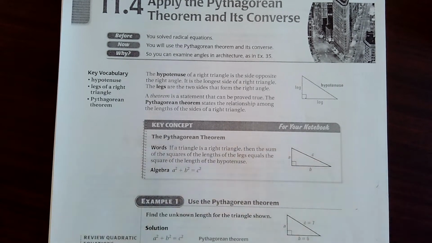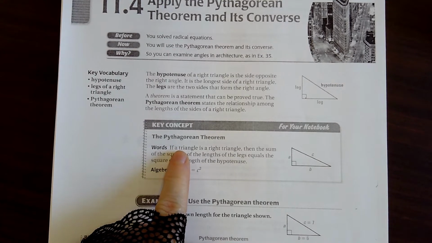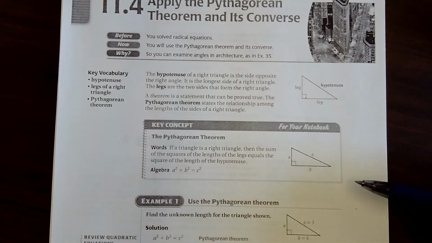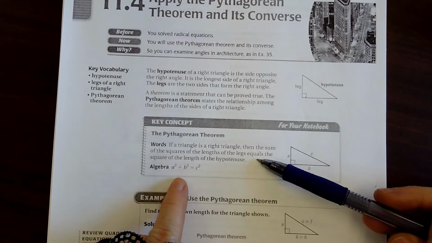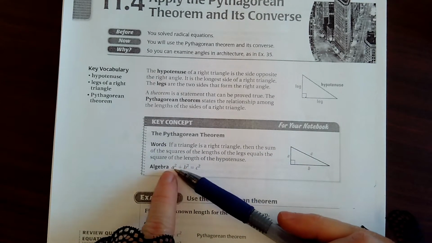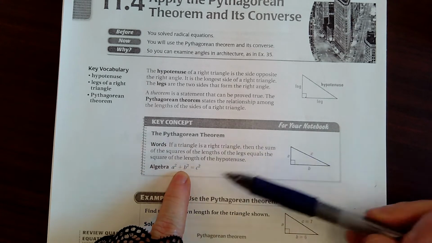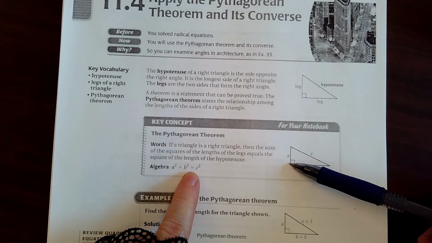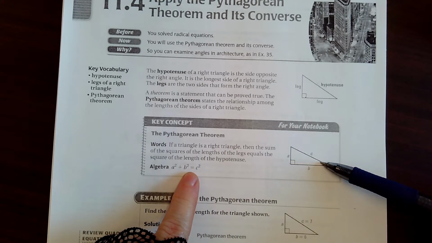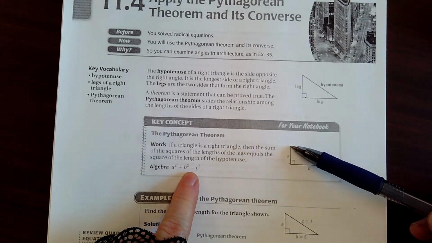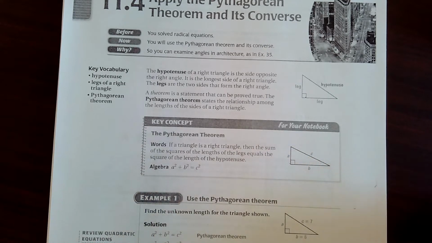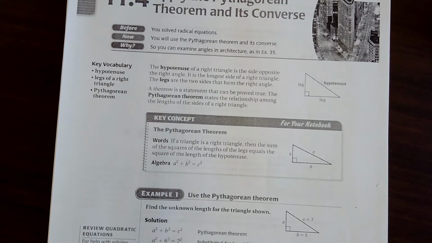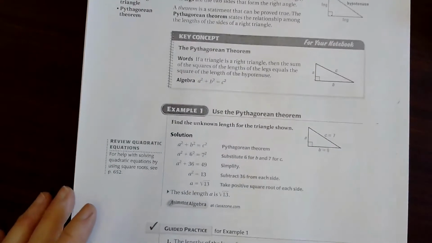Okay, so in words, the Pythagorean theorem says, if a triangle is a right triangle, then the sum of the squares of the lengths of the legs, so the sum of these two, equals the square of the length of the hypotenuse. So this leg squared plus this leg squared equals the longest side squared, okay? So just make it real simple. And it's very handy. It's something you're going to use and see all the time. So we're going to start.